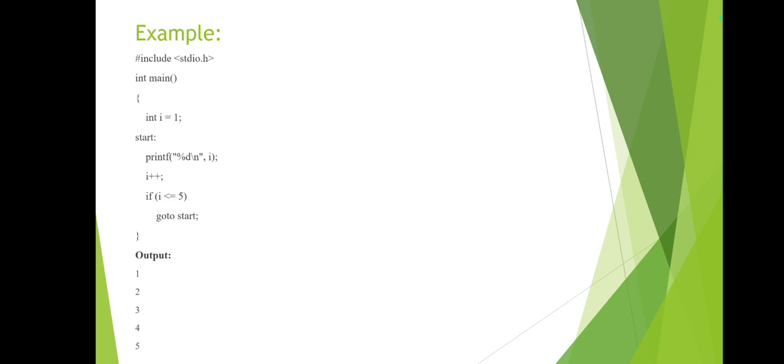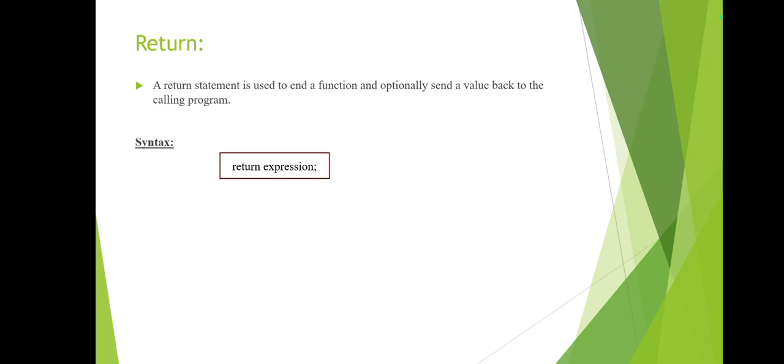Okay, now let's consider this example. In this example, the program starts with i set to 1. After printing the value, i is increased and the goto statement jumps back to the label as long as i is less than or equal to 5. This repeats until the condition becomes false, so the output prints 1 to 5, that is 1, 2, 3, 4 and 5.